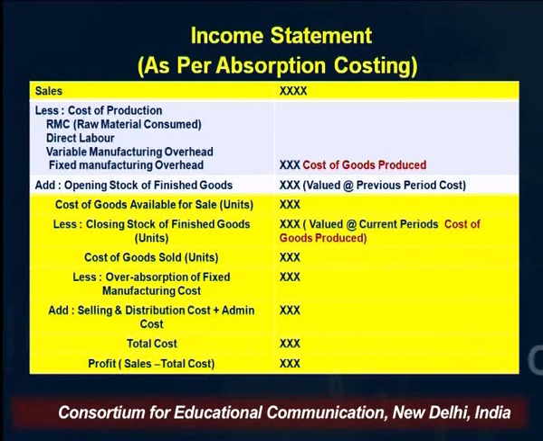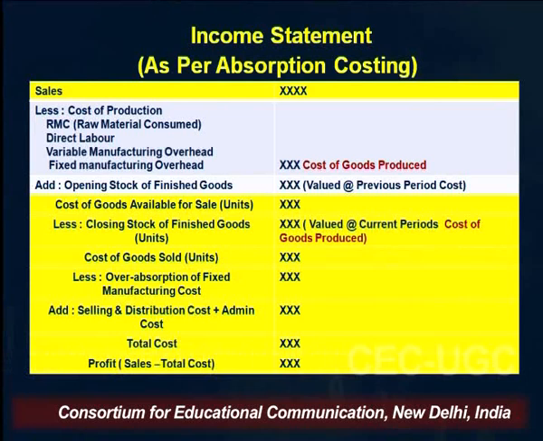Now if you pay some attention here, while subtracting cost from sales, we are not only considering variable manufacturing overhead, but we are also considering fixed manufacturing overhead. So this is the point where absorption costing differs from marginal costing. In marginal costing, we will only consider variable manufacturing overhead, whereas in absorption costing, we consider variable as well as fixed manufacturing overheads. When we aggregate all these costs, it is known as cost of goods produced.